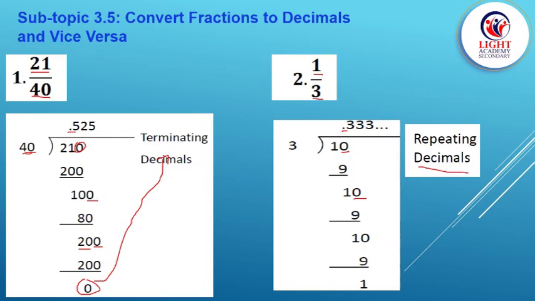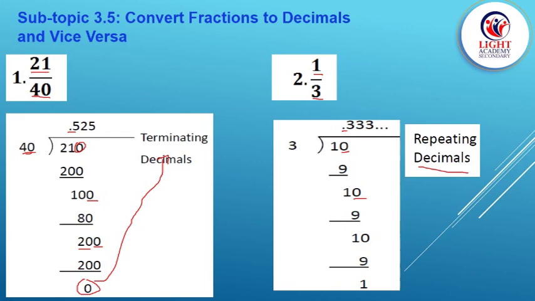So here you can check it out. The question is, the divisor is 40 and the dividend is 21. The answer will be 0.525. 21 upon 40 is equal to 0.525 in decimal points. Hope you got it.